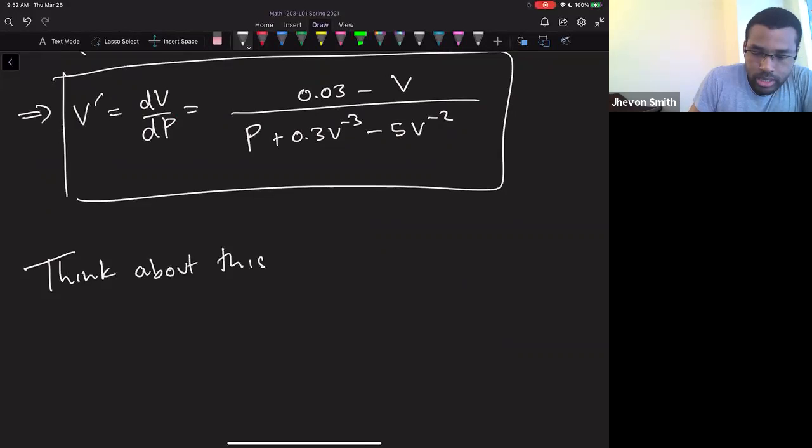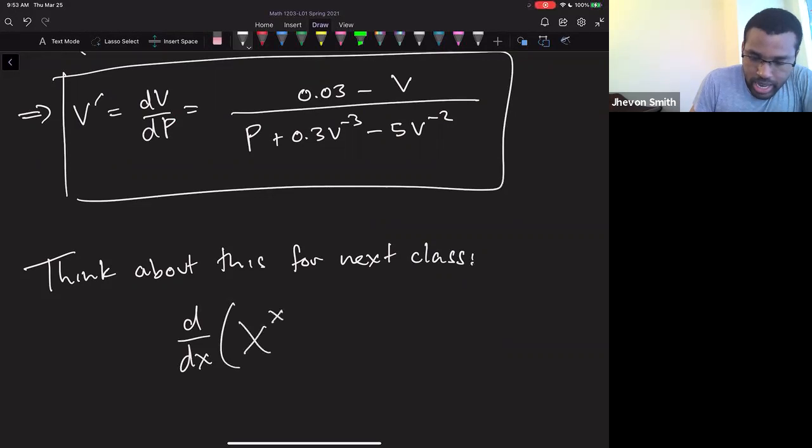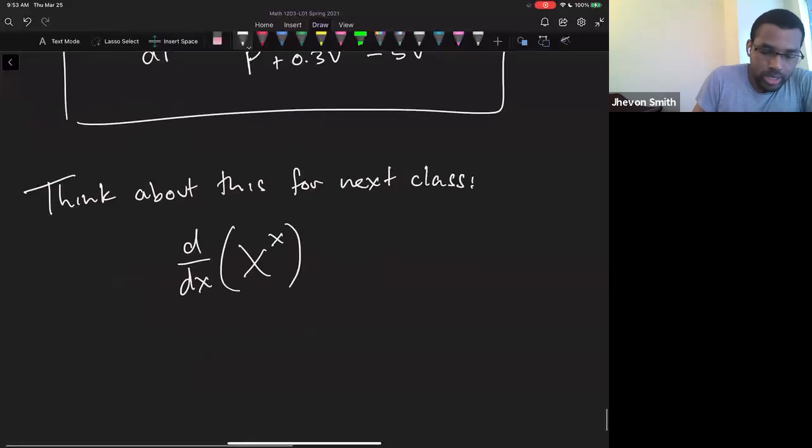Think about this for next class. What is the derivative of x to the x? We'll use this to segue into the next topic.